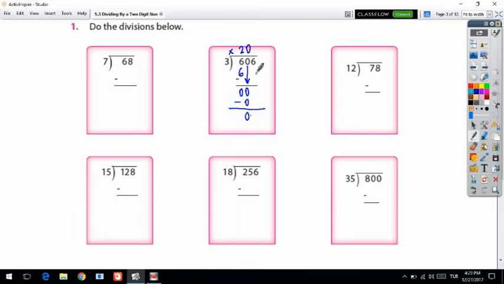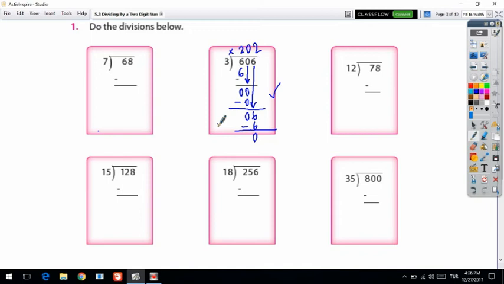Okay, now 6 is going down. Yes, I will bring 6 down. So how many 3s do we have in 6? 2 times 3 is equal to 6. Now let's subtract 6 minus 6. 0. Everybody, now listen. Is there any number left in the dividend? No. So is 0 smaller than 3? Yes. So we have finished. Understand? Yes.